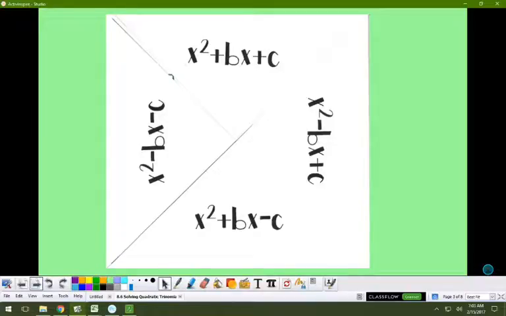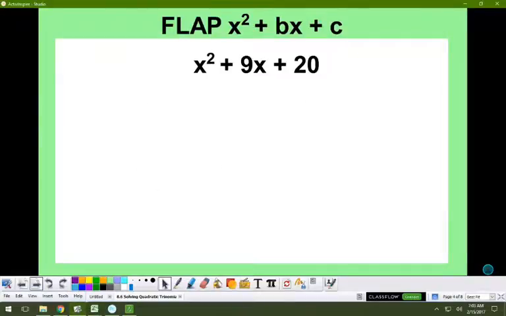We're going to have four different types of problems that we're going to work. We're going to be factoring trinomials, and we're also going to be practicing solving those trinomials. Okay, so we're going to open up the first flap that has x squared plus bx plus c on the outside, and on the inside you should see x squared plus 9x plus 20.